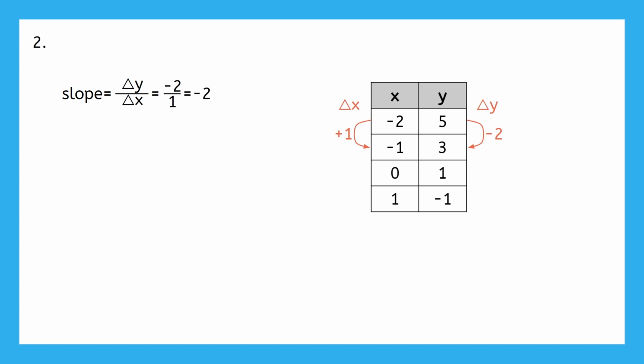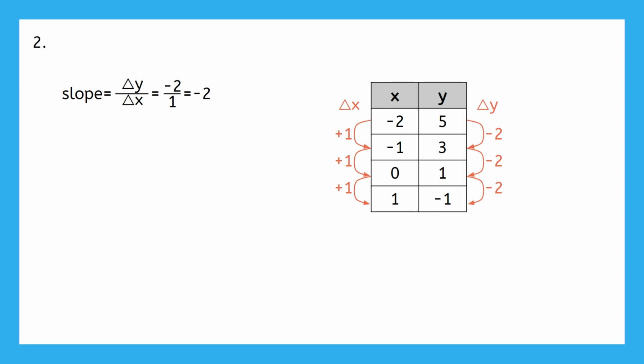However, we should double check the rest of the rows too to make sure that there is a constant rate of change and that these points are linear. Sure enough, the change in y over the change in x always simplifies to be -2, so the points in this table are linear. That means I can continue with writing the equation of the line.